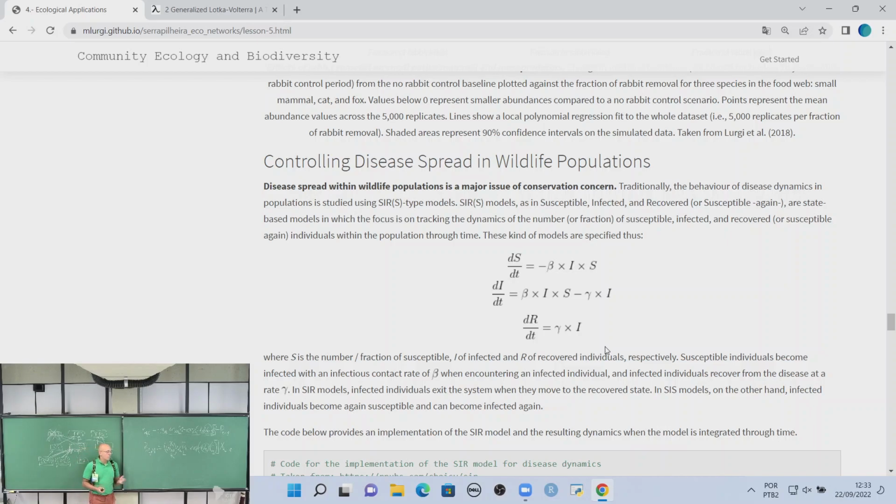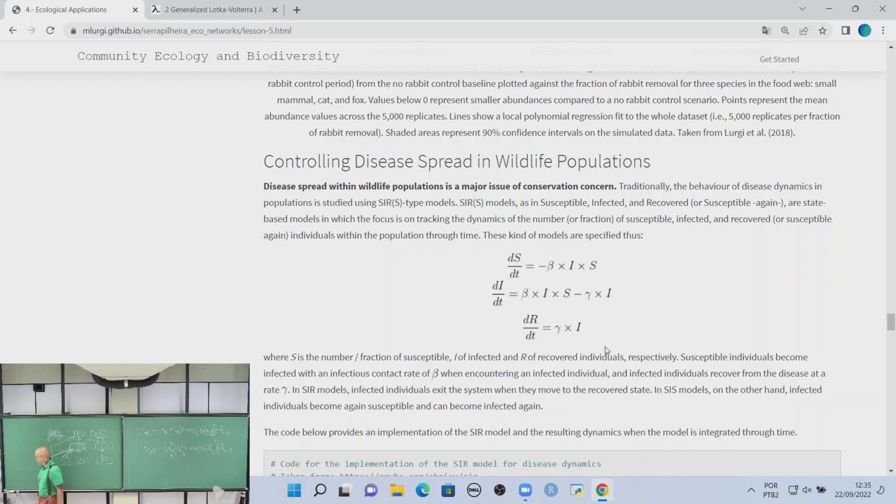The more common approach that has been used is the traditional epidemiological framework of SIR or SIS or SIRS. There are different ways that people describe this depending on how many compartments you have in this state-based model. In this particular case of the SIR, you have three states: S for susceptible, I for infected, and R for recovered. And you have transition rates between the states. For example, susceptible individuals can transition into the infected state with a rate beta and the likelihood of encountering an infected individual. And then from being infected, individuals transition into being recovered with some gamma probability, and so on.